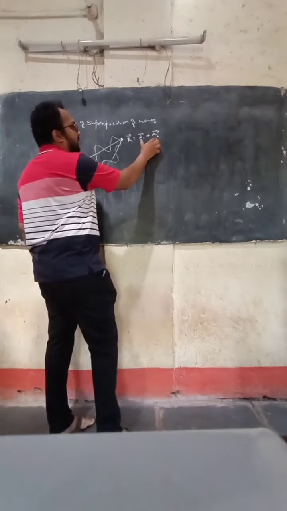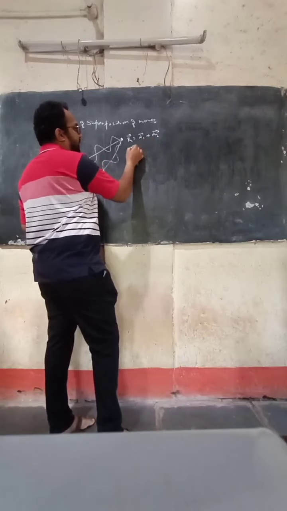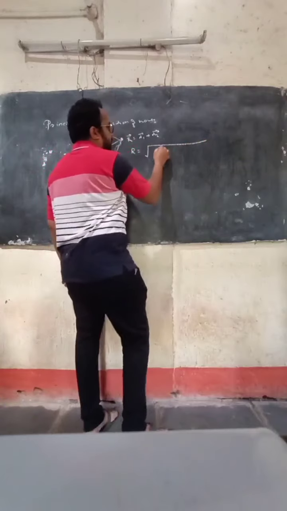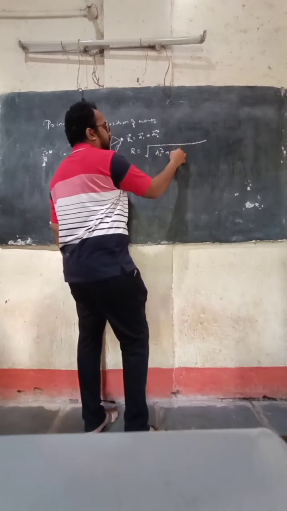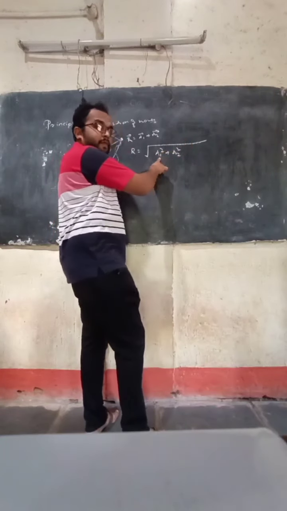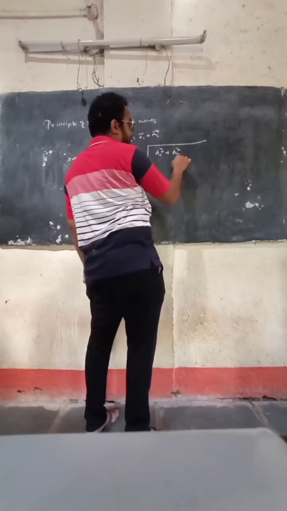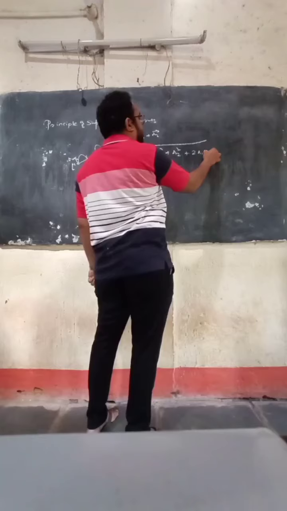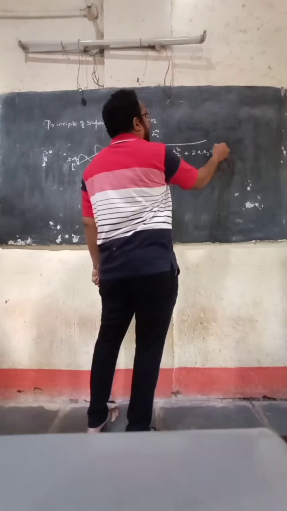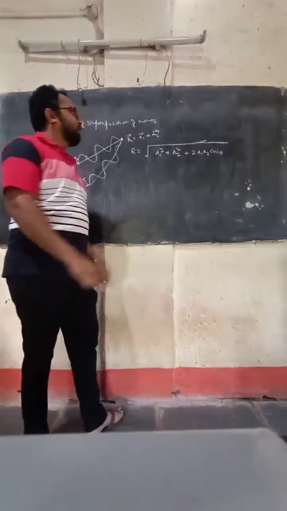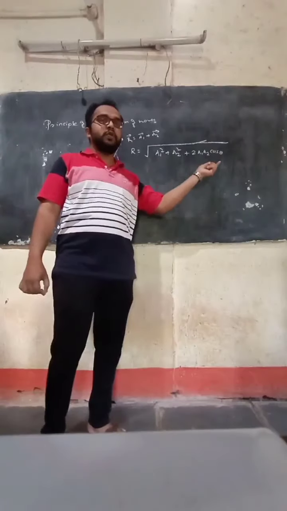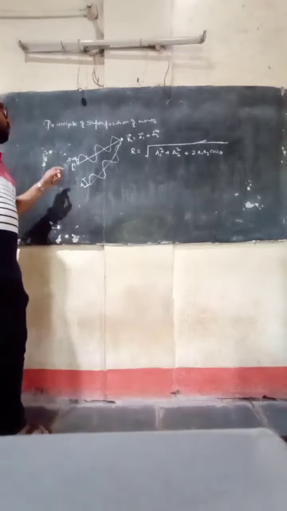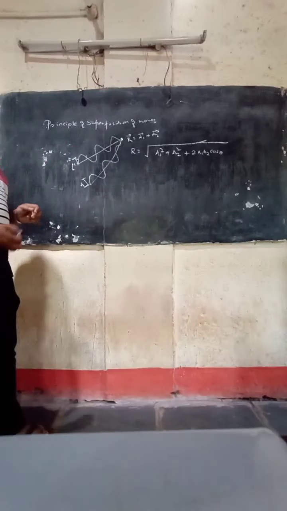Now, how to write this vector addition: the resultant is equal to under root, you know this, a1 square plus a2 square, magnitude of the first vector squared, magnitude of the second vector squared, plus 2 into a1 a2 cos of the angle between the two vectors. So a1 square plus a2 square plus 2 a1 a2 cos theta. So this is the principle of superposition of waves.